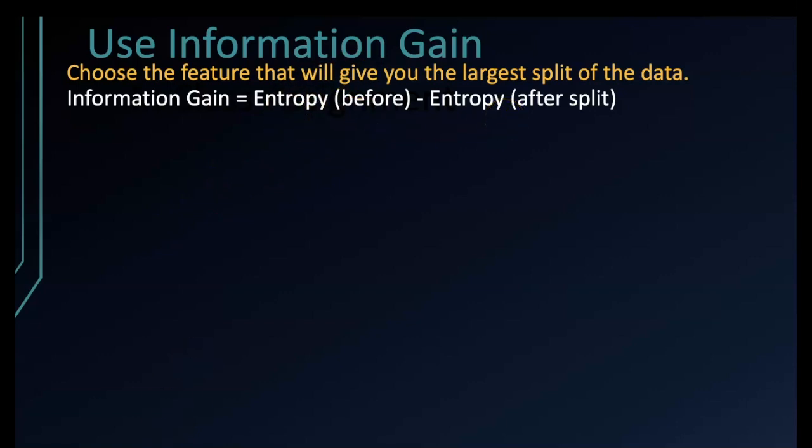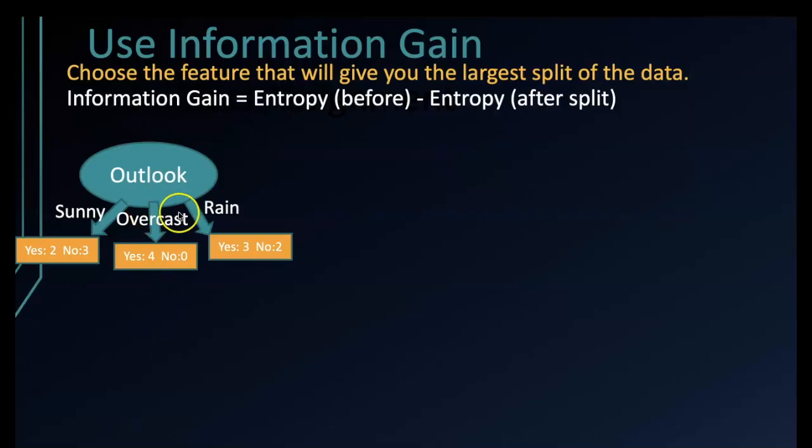For example, if we look at the outlook first and we're able to split the records into sunny, overcast, and rainy records, well, how well is that helping us split the data? The overcast part, we're getting something that's pure, and we've got all yeses there, so that looks pretty good, but the other 2, sunny and rainy, are still pretty mixed up.